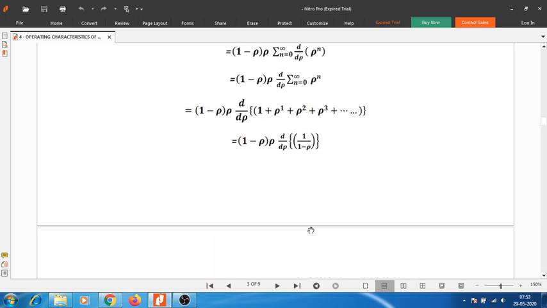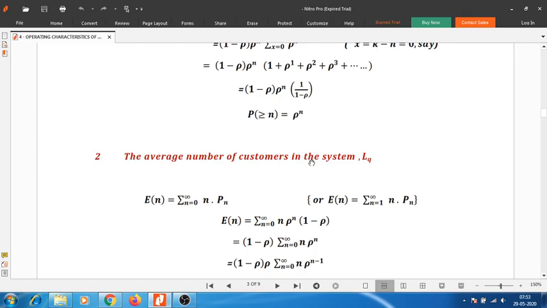Okay. Second operating characteristic. What is the second operating characteristic here? The average number of customers in the queue. I am saying the point very clearly, this is not LQ. Students just take it as LS. S stands for system. Q stands for queue.